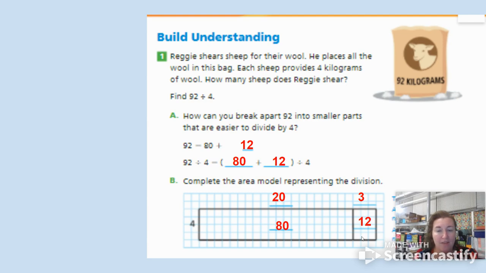So now I've got the whole 92 in there, but I broke it in 2 pieces. Those 2 pieces are called partial quotients, because a quotient is the answer to a division problem. These are 2 parts. So 20 and 3 are partial quotients. So I can add 20 plus 3 together and get 92 divided by 4 equals 23.